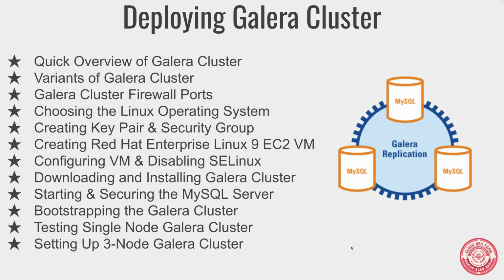We will configure the VMs by changing their host names, disabling SELinux, and making sure that they can ping each other. We will deploy a 3-node Galera cluster, so we will need at least 3 EC2 VMs. We will download the components that make up the Galera cluster. I will show you how we can separately download them and install them, so we will have a full grip on what really makes up the Galera cluster. We will install them separately.